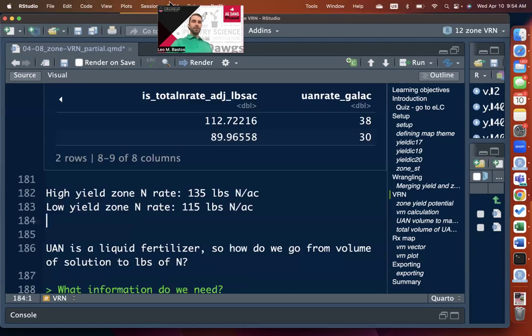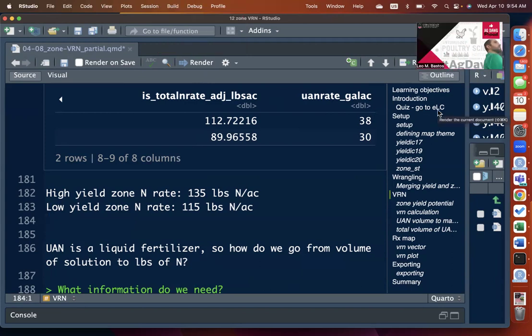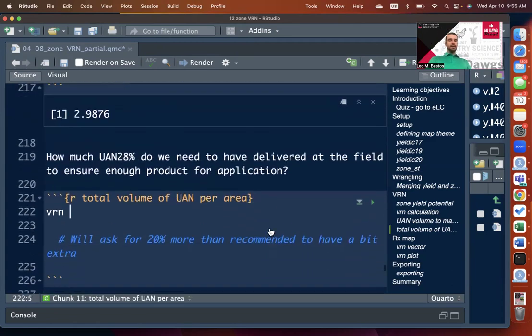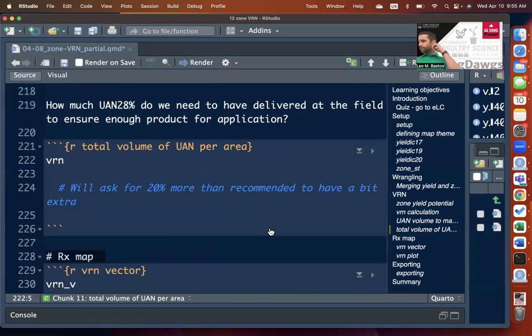So if you think about it, we need to know what is the area under each one of those zones, right? So let's say we're going to have to know how many acres each one of the zones have, and then multiply the acreage by the rate. That would give us total gallons of UAN that we need per zone. And then we can just combine those 2 numbers and say, this is how much you need for the whole field, right? Okay, so let's go to the next chunk and do that.